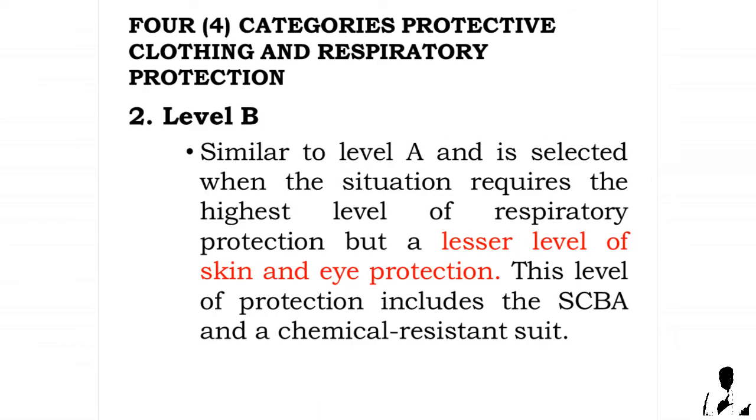2. Level B. Similar to Level A, and is selected when the situation requires the highest level of respiratory protection, but a lesser level of skin and eye protection. This level of protection includes the SCBA and a chemical resistant suit.